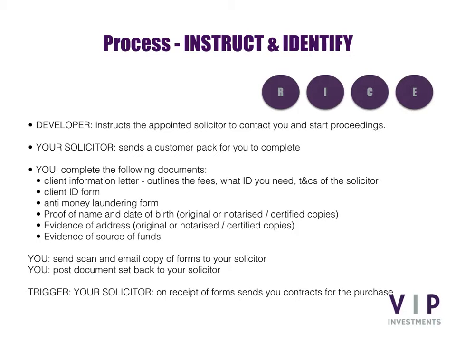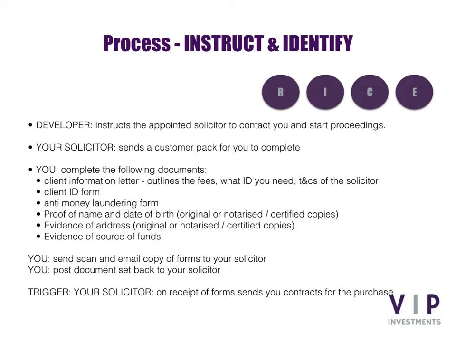Typically, you will be asked to complete a client information letter. This outlines from the solicitor exactly what they're going to be doing for you, what their terms and conditions are, what their legal fees are, and what their payment terms are, as well as what type of identification they need. You will need to sign that letter yourself. You will then need to complete a client ID form and an anti-money laundering form. These are standard for everybody. And then you will need to provide proof of name and date of birth. This is usually something like your passport. It must be fully up to date.